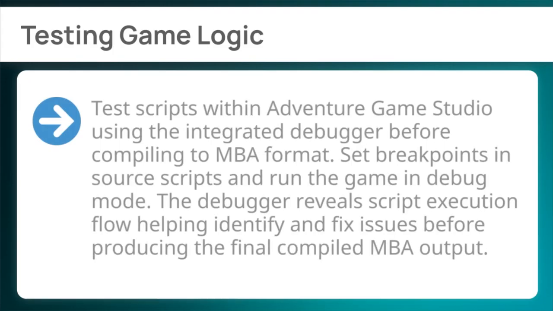Finally, testing game logic. Test scripts within Adventure Game Studio using the integrated debugger before compiling to MBA format. Set breakpoints in source scripts and run the game in debug mode. The debugger reveals script execution flow, helping identify and fix issues before producing the final compiled MBA output.